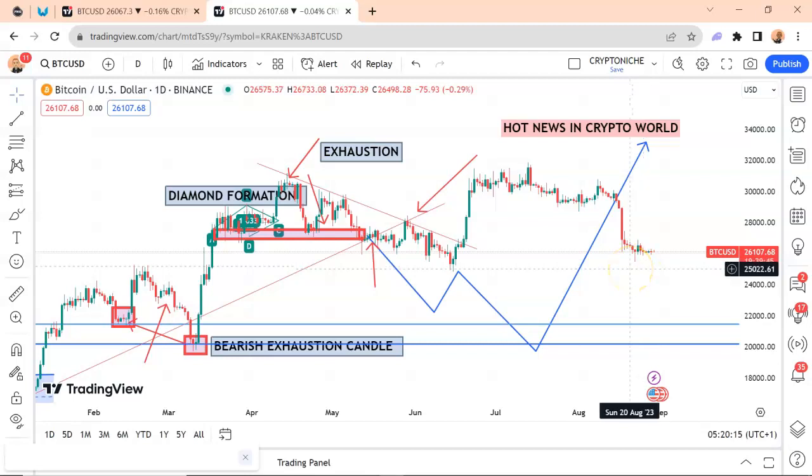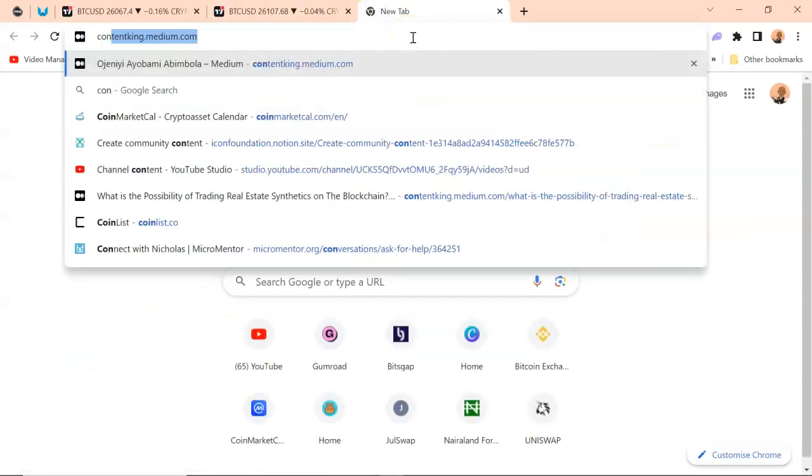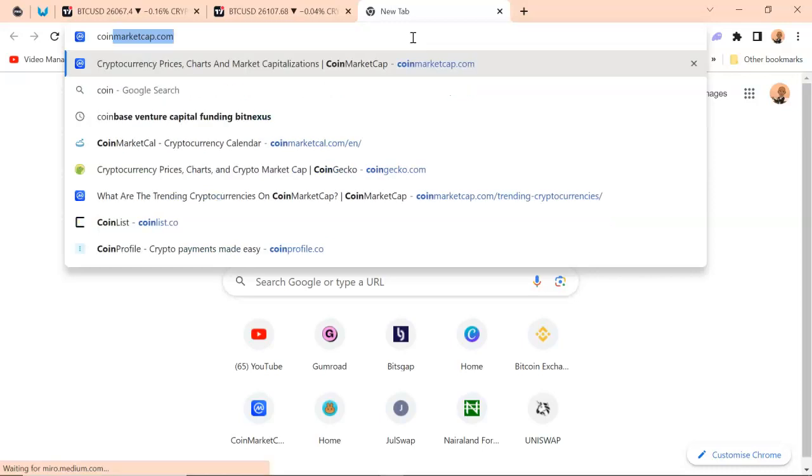Now the question is, why should you pay attention to Bitcoin? You have to pay attention to Bitcoin. You don't have any option because Bitcoin is a leading indicator in the global crypto markets. It dominates everyone in terms of market cap, volume, price and everything. Bitcoin is number one globally.